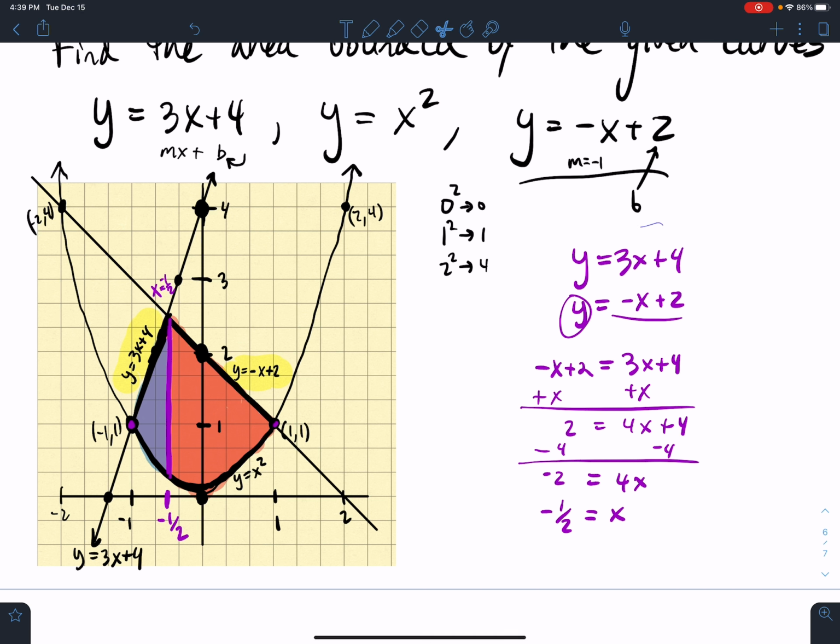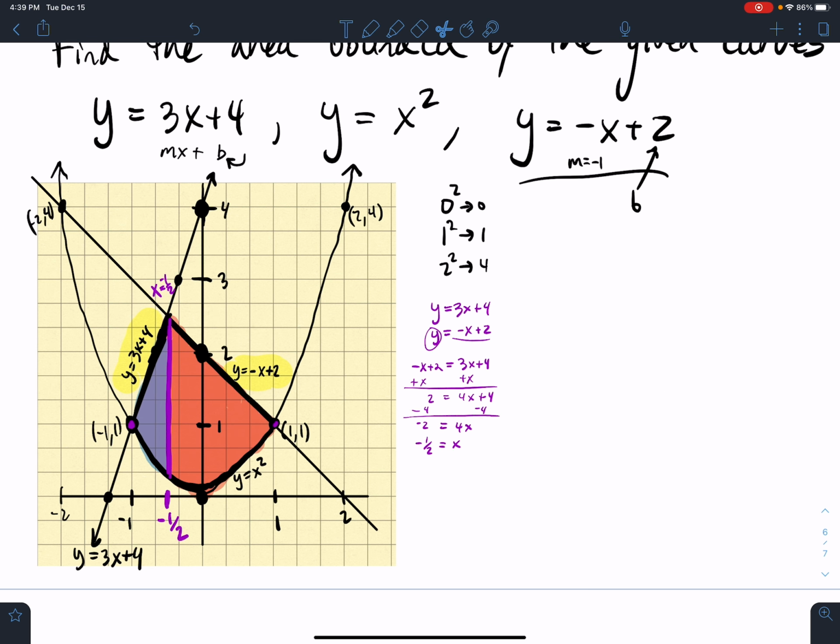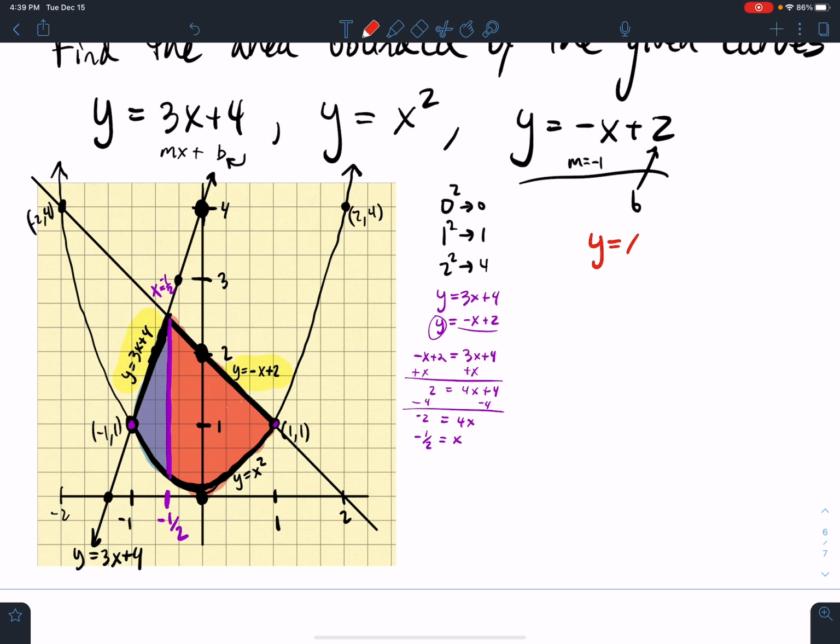So let me shrink this down because I don't need that anymore. I got the answer. So I have y equals 3x plus 4 and then y equals x squared. So I'm going to replace y with x squared. So I have x squared equals 3x plus 4. We'll move everything over to one side. So x squared minus 3x minus 4 equals 0.